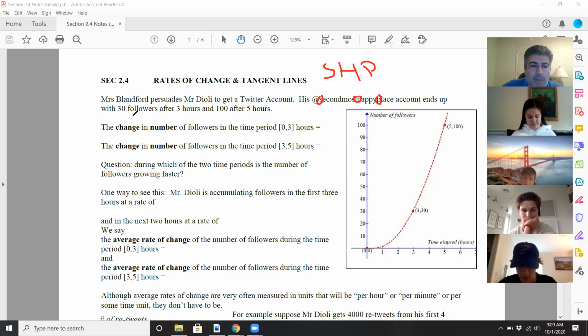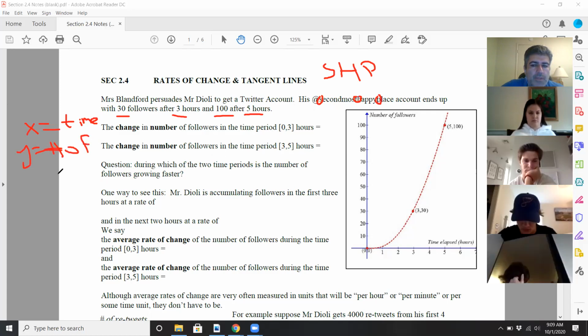he ends up with 30 followers after 3 hours and 100 after 5 hours. So one way you could think of this is think of X as time and think of Y as a number of Twitter followers. So very important that we're doing a lot of modeling, and usually we use X and Y as our variables. And we're gonna have some real life applications. And it's always good to establish this will be X, this will be Y. Typically X will be time, just so you know, that's kind of typical.